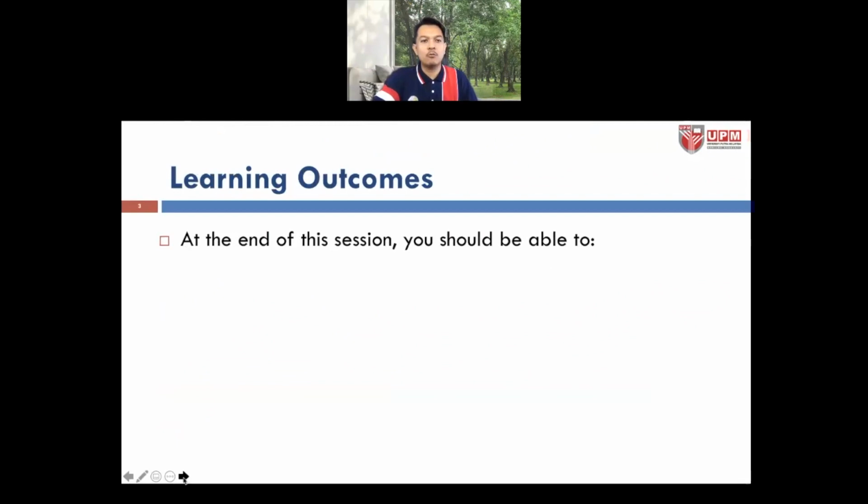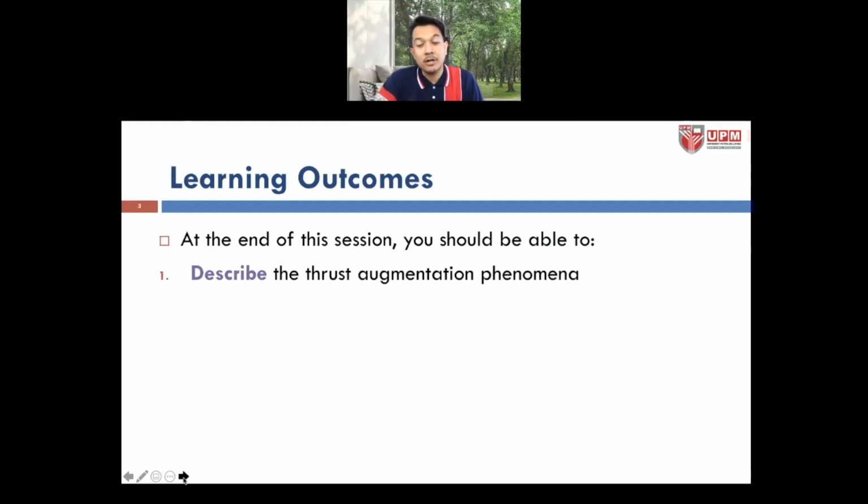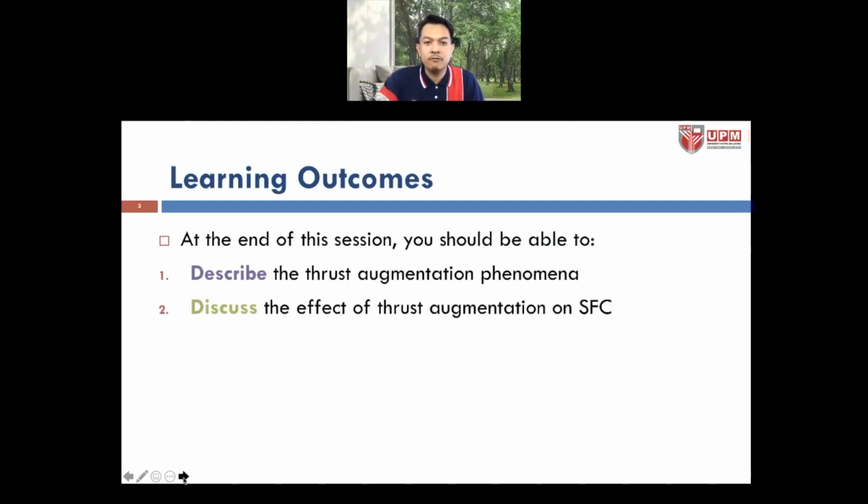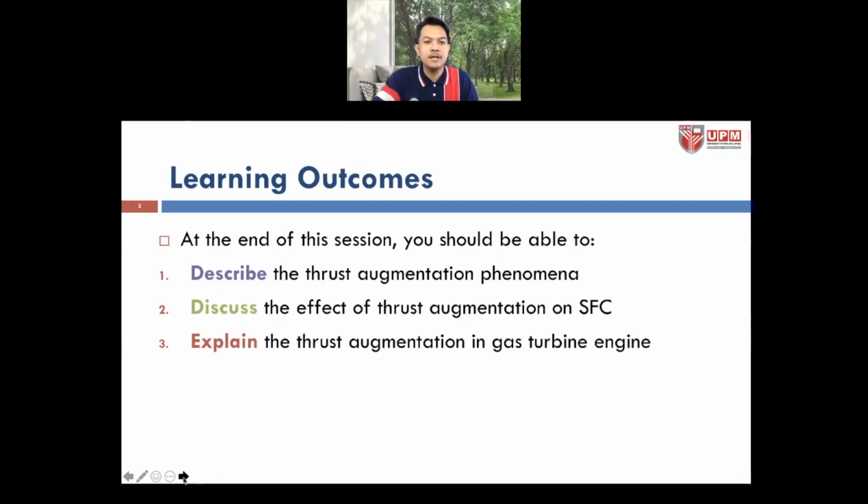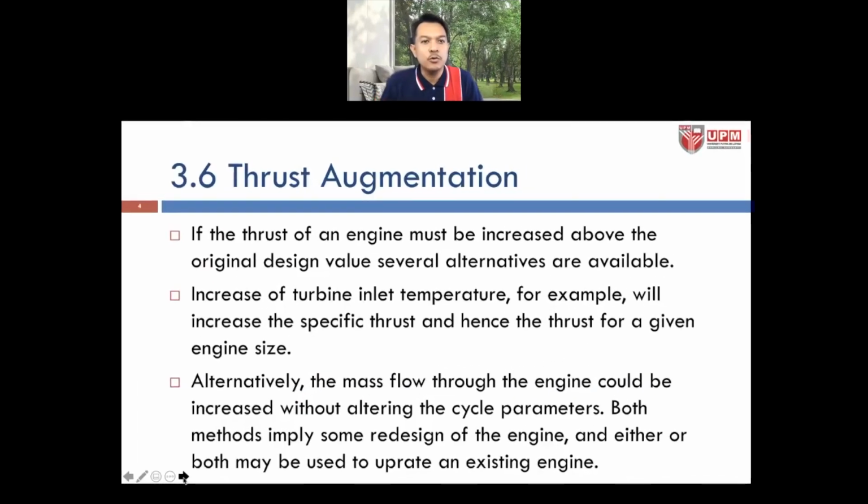In terms of the learning outcomes, at the end of this session, you should be able to describe the thrust augmentation phenomena, discuss the effect of thrust augmentation on specific fuel consumption, and finally explain the thrust augmentation in gas turbine engine. Let us go through the discussion on thrust augmentation.